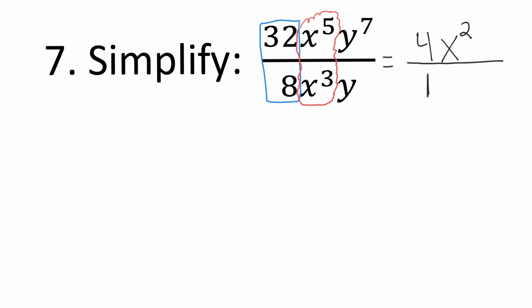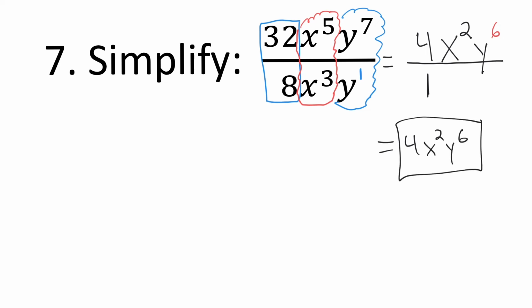Then you are going to look at the y's. So for the y's, we have a y to the 7th on the top, and we have a y on the bottom. Remember, the y on the bottom has an exponent of 1, and the biggest exponent is on the top of the fraction. So you keep the y on the top and subtract 7 minus 1 is 6. Hey, you know what? I don't have anything else on the bottom. We don't need a 1 on the bottom of the fraction. So my answer will be 4x squared y to the 6th power.